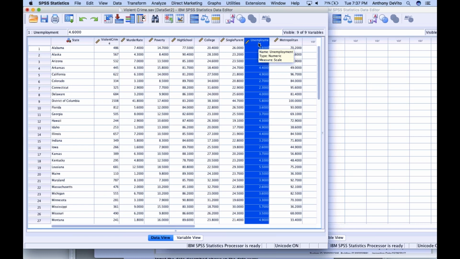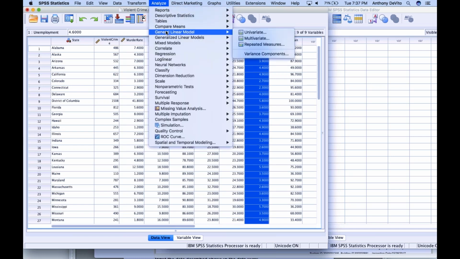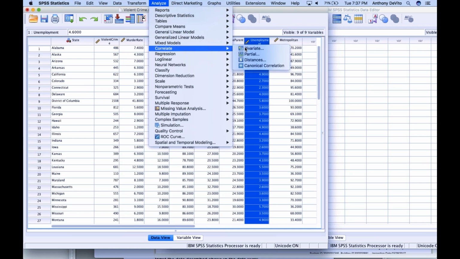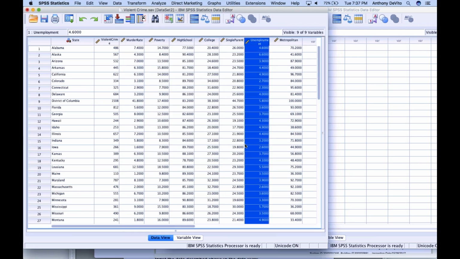I'm going to look at if unemployment has an impact on the murder rate. So I'm going to analyze. Let's try correlation first. Bivariate. What's the first thing I should really do to evaluate this?